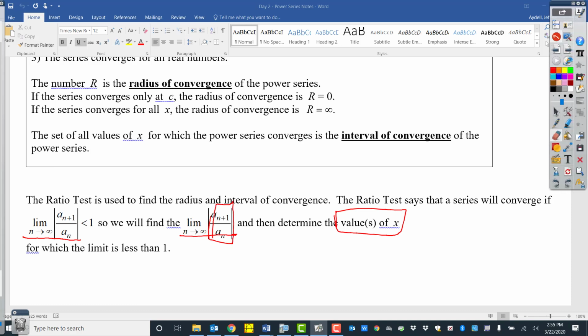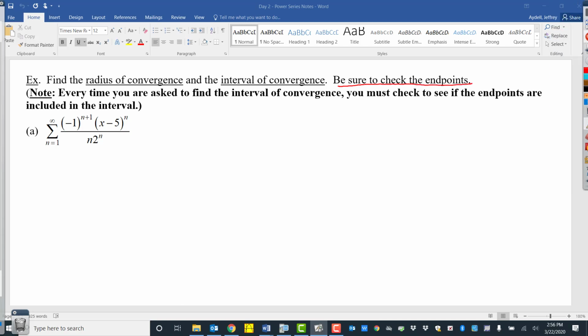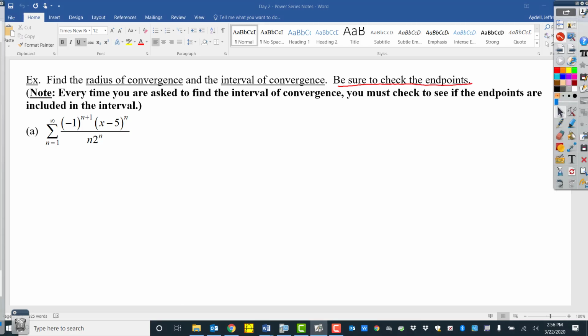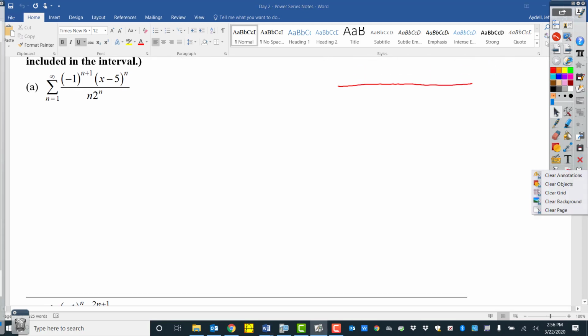Okay? So let's look at how that would work. We're going to find the radius of convergence and the interval of convergence, and we have to check the endpoints. We'll talk about this part in a second, but it is something you're going to have to do in the end. So we're going to start by doing the ratio test. Now, if you remember from what we did last week or the week before spring break, you shouldn't have any problem doing this. You might work ahead, but I'm going to go ahead and just start with it.